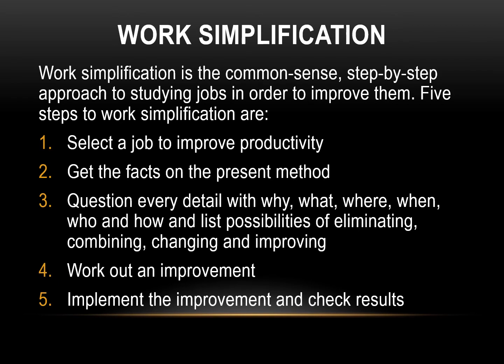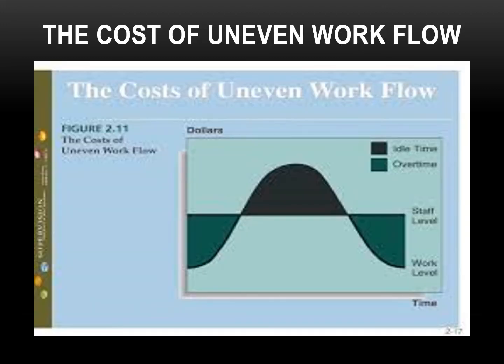Work simplification. Work simplification is the common sense, step-by-step approach to studying jobs in order to improve them. The 5 steps to work simplification are: select a job to improve productivity; get the facts on the present method; question every detail with why, what, where, when, who and how, and list possibilities of eliminating, combining, changing and improving; work out an improvement; implement the improvement and check results. Here I am going to show the graph of the cost of uneven workflow.